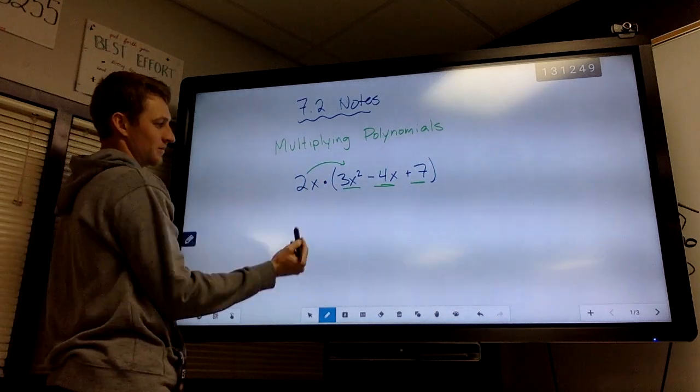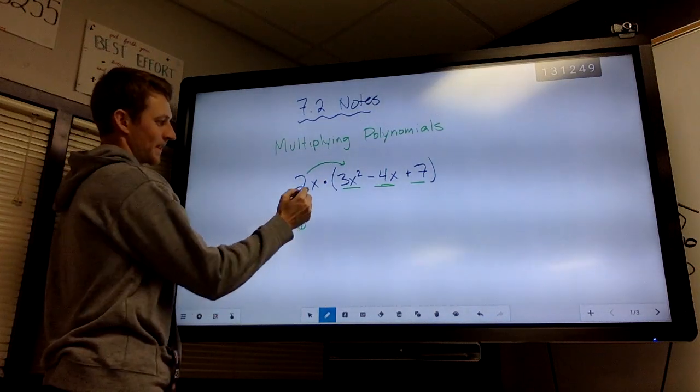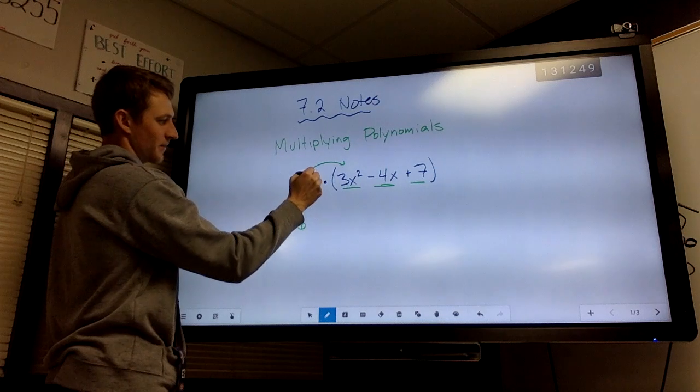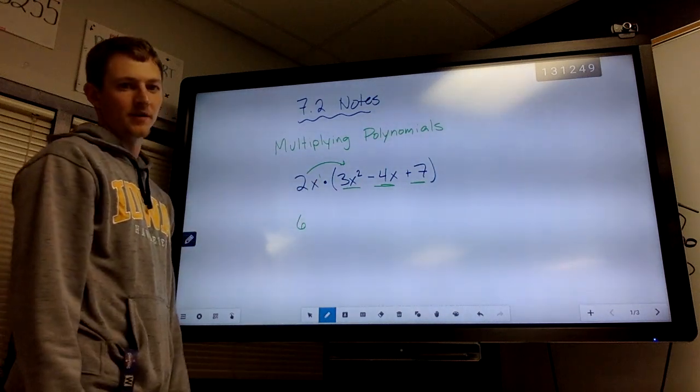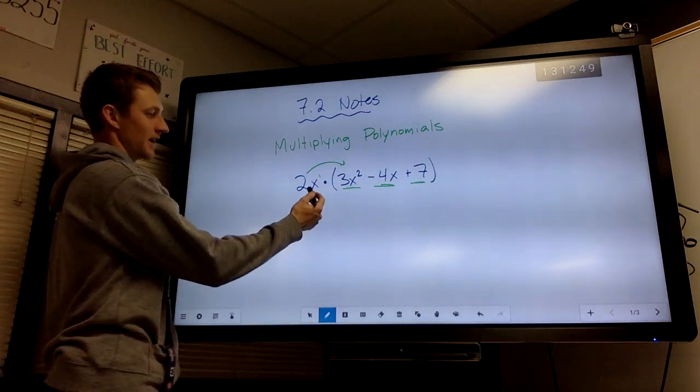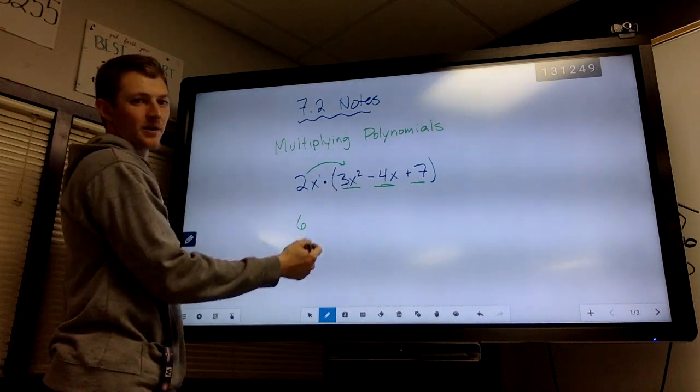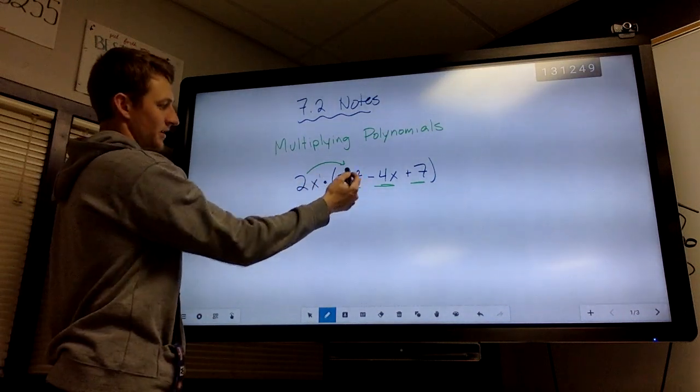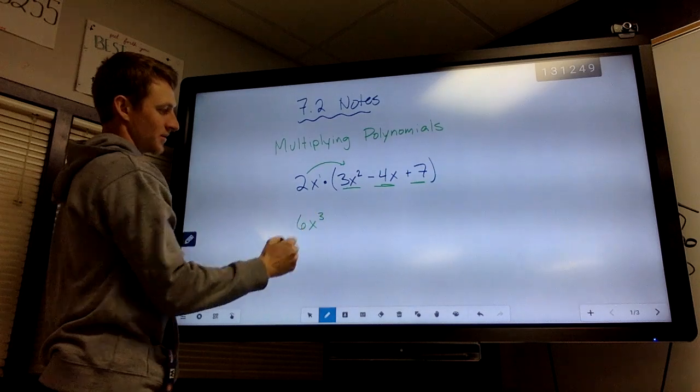So what is 2 times 3? 6. X times x squared. Remember, there's an imaginary 1 on that exponent right there. So how many x's do we have? We have 1 right here, 2 right here. We're going to add the exponents. 1 plus 2. So we have x to the third.